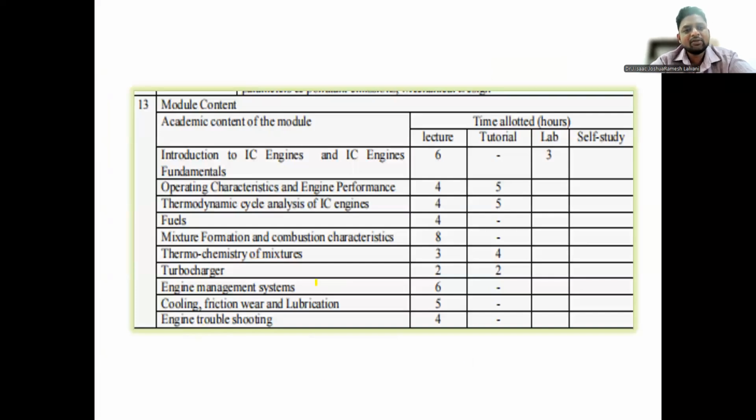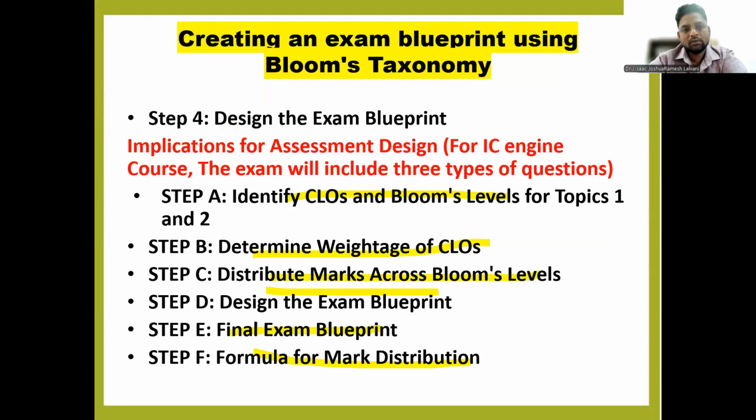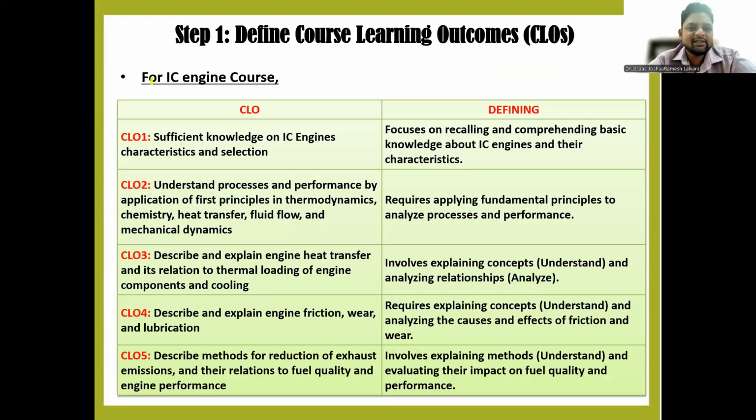Here you can see, today I'm going to take an example, the course IC Engines and Reciprocating Machines. This is taken from our harmonized curriculum. It consists of 1, 2, 3, 4, 5, 6, 7, 8, 9, 10. So these 10 topics will be covered in this subject. We are going to map these topics to your course learning outcomes, CLOs, and again to the different Bloom's levels. Step by step, we will see how to do this. So this is our IC Engine course.